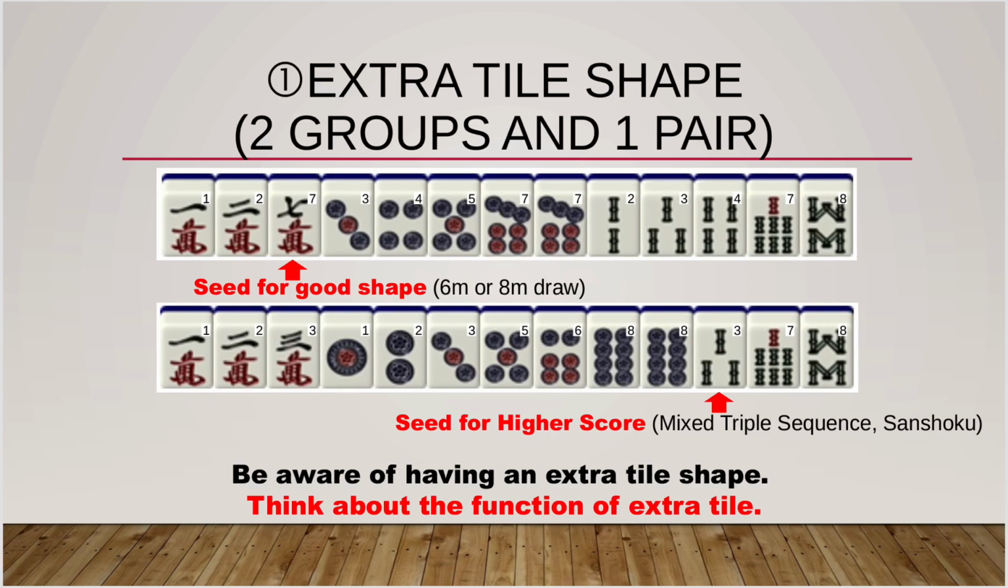In the above hand, 7-man is the extra tile, and it serves as the seed for good shape, drawing 6-pin or 8-pin for side weight. As for the bottom hand, 3-su is the extra tile, and it serves as the seed for a higher score, mixed triple sequence, or sanshoku. When you have extra tile shape, it is crucial to be aware of having an extra tile shape and to think about the function of the extra tile.